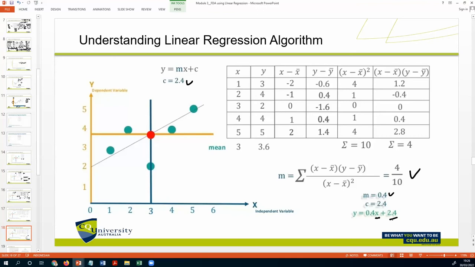The constant, after you identify the beta, 0.4, you put it here. The X mean is 3, you put it here. And then the Y mean 3.6, you put it here. What is C? C is 2.4. 0.4 times 3 is 1.2. The constant will be 3.6 minus 1.2, 2.4.